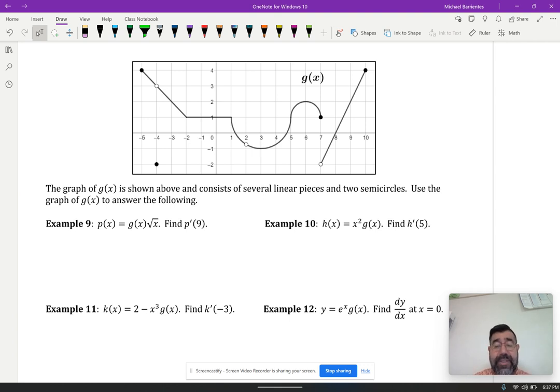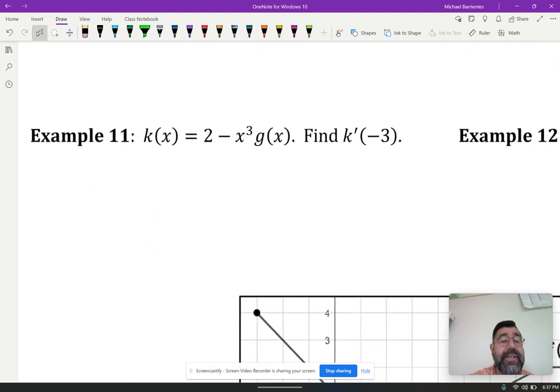Again, different ways to do it. I'm actually going to do example number 11, but let's see what it says. Another k of x function: 2 minus, here's a product. So I've got to use the product rule with this times this. Got to find the derivative first. K prime.